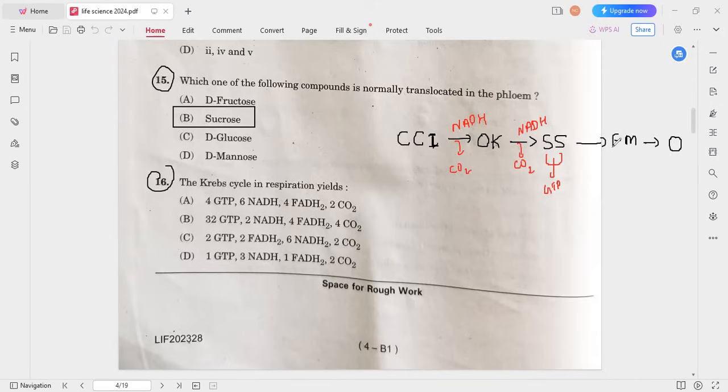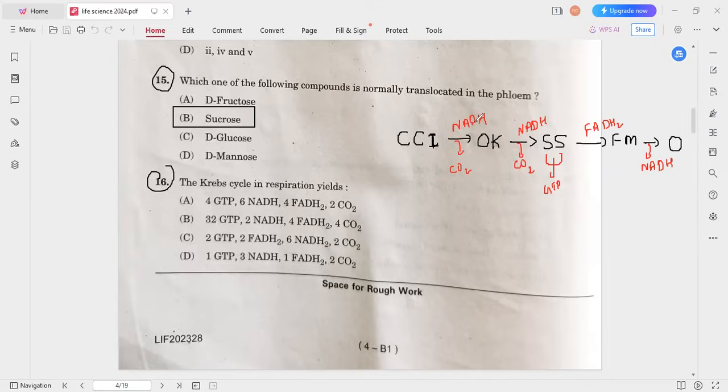Next, succinate to fumarate, one FADH2 is produced. And next, after the fumarate, malate to oxaloacetate, here also one NADH is produced. So this is how you have to remember the respiration yield.